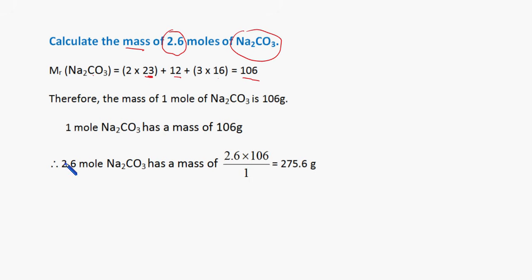Therefore 2.6 moles of sodium carbonate has a mass of, if we wrote the statement like I showed you, you take 2.6 multiplied by 106 and we divide by 1. So 2.6 multiplied by 106 divided by 1, and that gives us 275.6 grams of sodium carbonate.